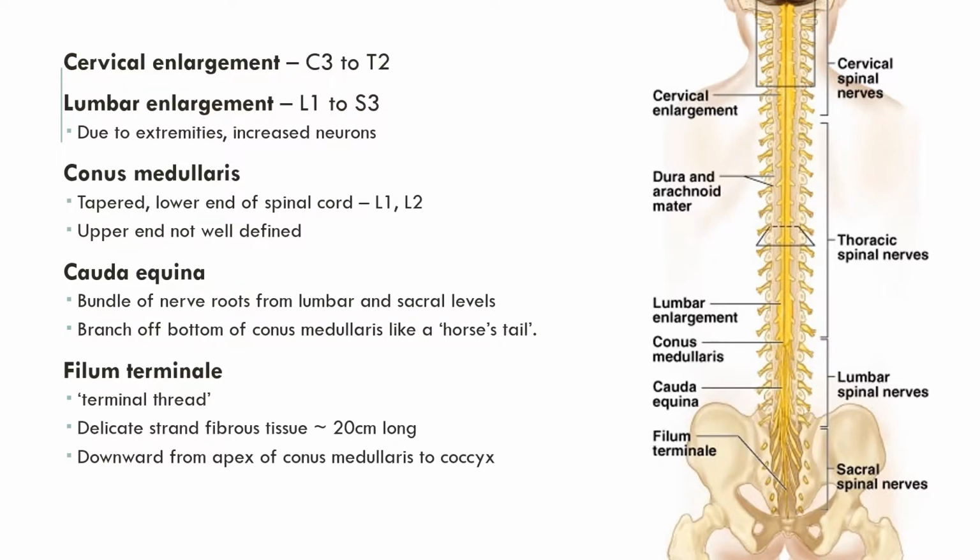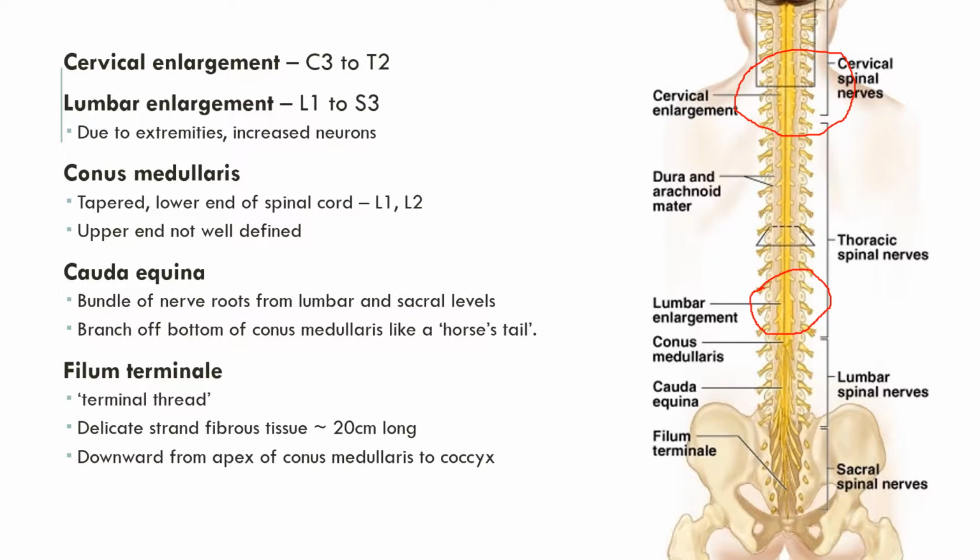The spinal cord has a number of sections. So we're looking at the cervical enlargement here, which is around the C3 to T2 region, and the lumbar enlargement around here between L1 and S3. This is due to the extremities, such as the arms and the legs, and the increased number of neurons that are being fed into the spinal cord.